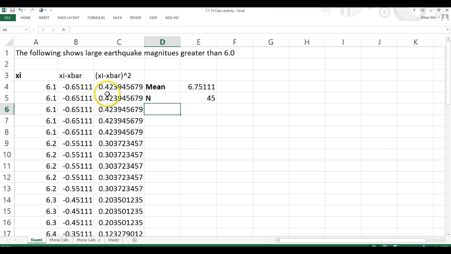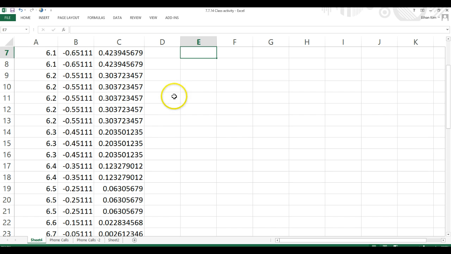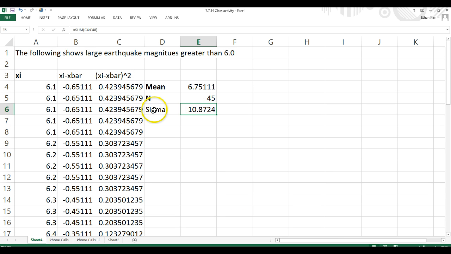Okay, so we calculated these values here, and now we have the sigma, right? So we are adding all these values from i equals 1 to i equals 45. So we're gonna do the sigma, right? Summing all of them, so it's going to be the sum, and give it a range. We're adding all these numbers, and enter. And it gives us the value of this much. And what do we do next? We divide this number, the sigma, by n minus 1.